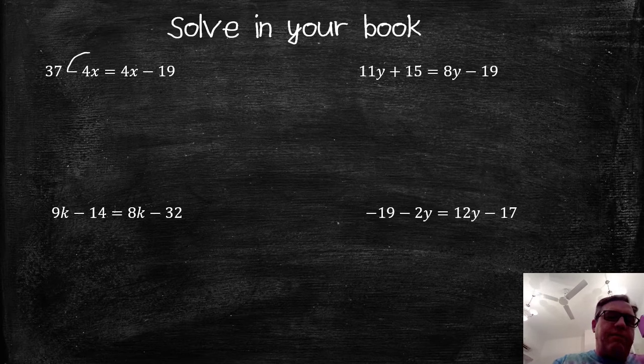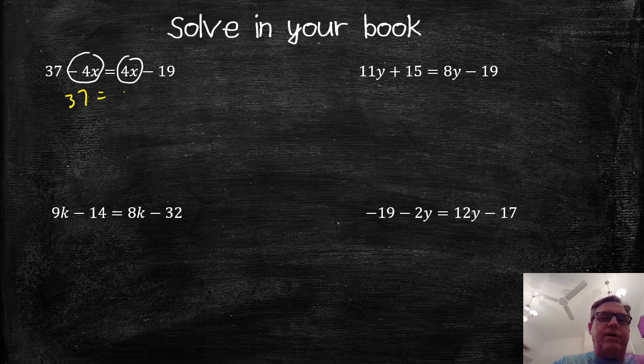Okay, the first one, I have a minus 4x and a positive 4x. The minus 4x is smaller. That's what I'm going to move. Add 4x to both sides. On the right side, I have 8x minus 19. I'm going to add 19 to both sides. So I get 56 equals 8x. Divided by 8, x equals 7.